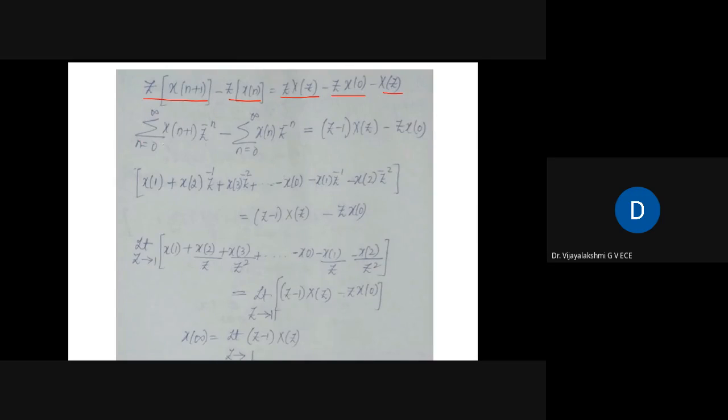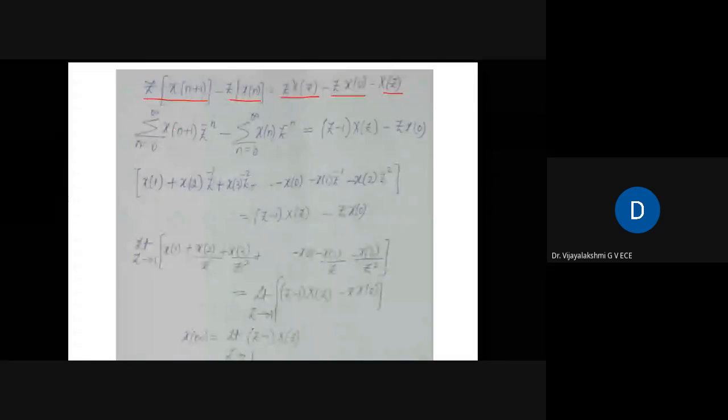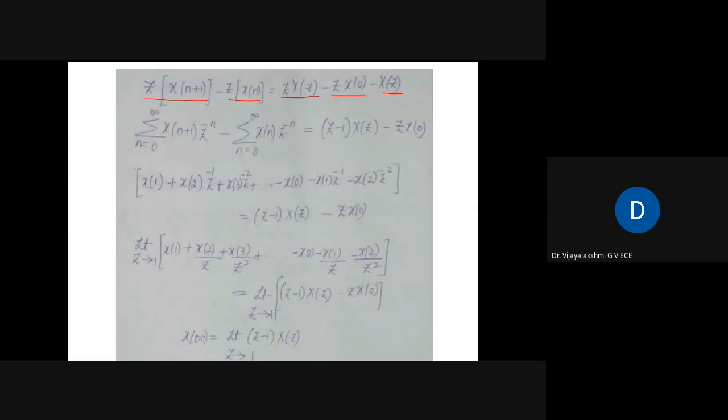Now, for the Z transform of x of n plus 1, we have written its corresponding expression. How will you find the Z transform? You have the summation n varying from minus infinity to plus infinity x of n into z power minus n. But what type of signal have we considered here? Causal signal. So the summation becomes n varying from 0 to infinity x of n plus 1 into z power minus n, minus the Z transform of x of n, which is the summation n varying from 0 to infinity x of n into z power minus n.